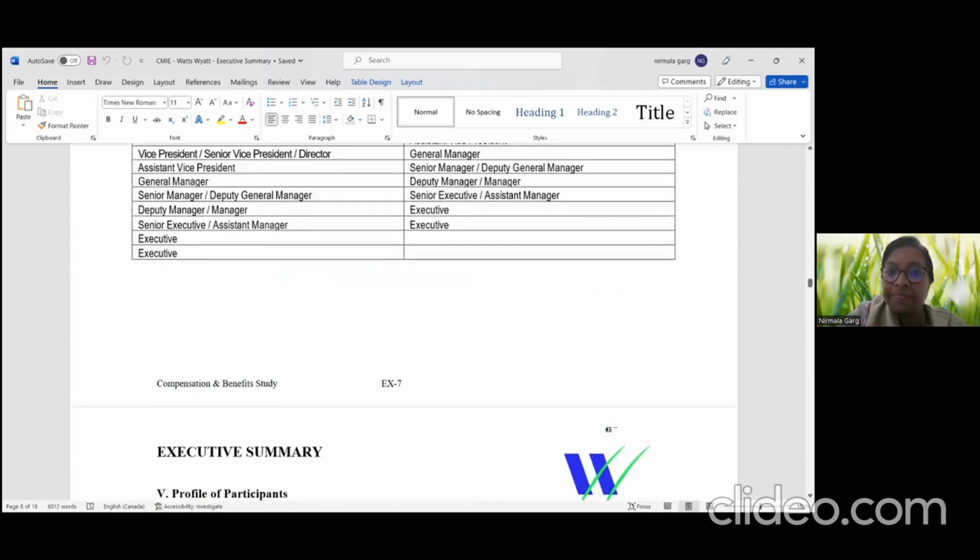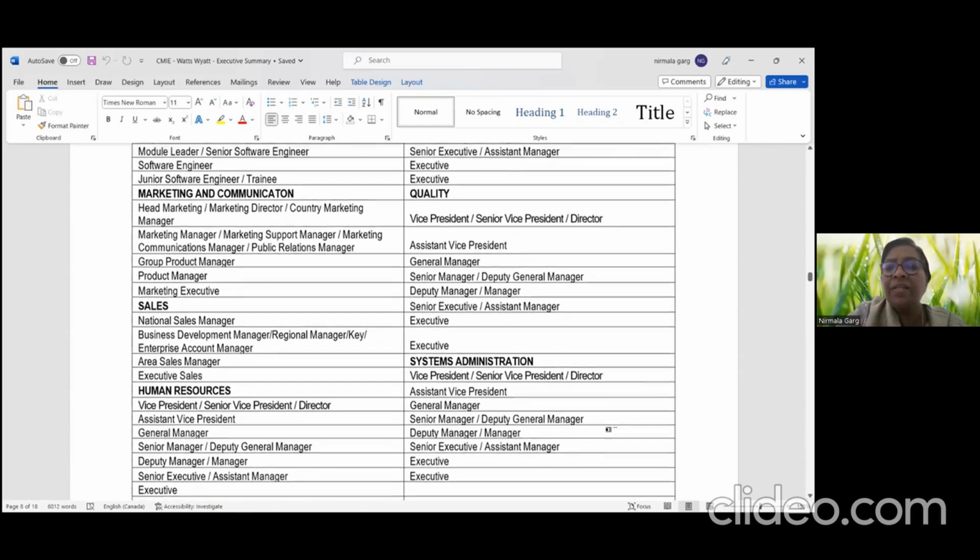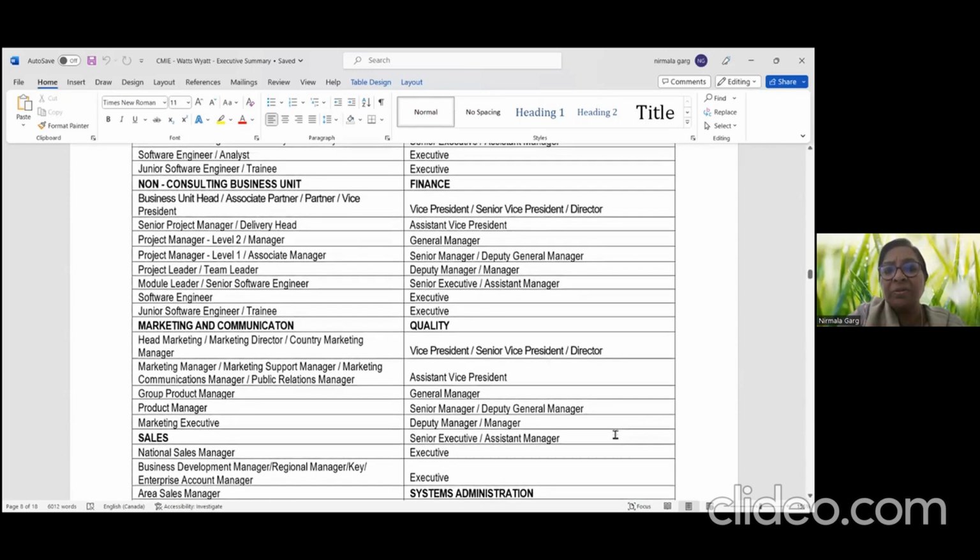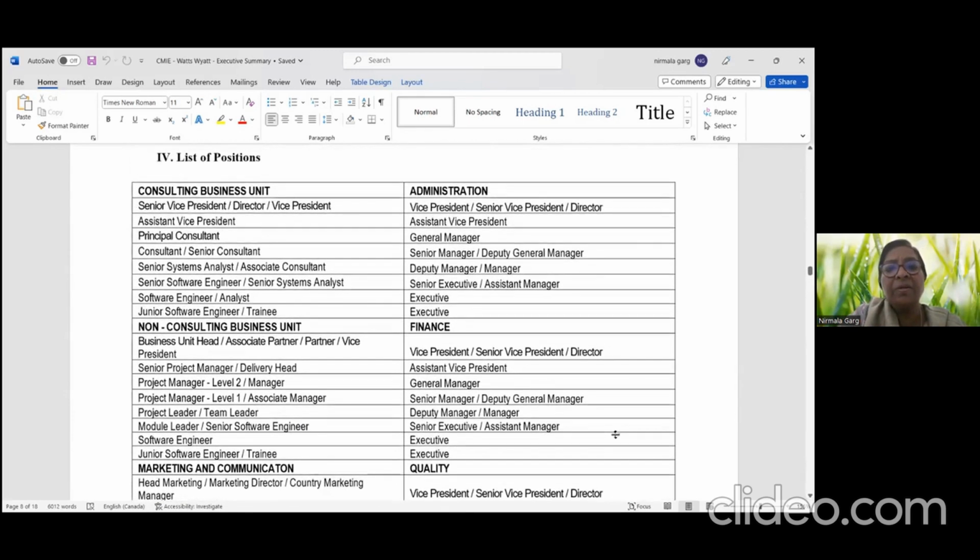Then I will look at the positions. All right. I'm looking at positions. This is published data. These positions are classified into job families or job functions. Guys, job family and job function are similar. So HR is a job family, and there will be various levels of jobs in that. Or finance is a job family or job function.